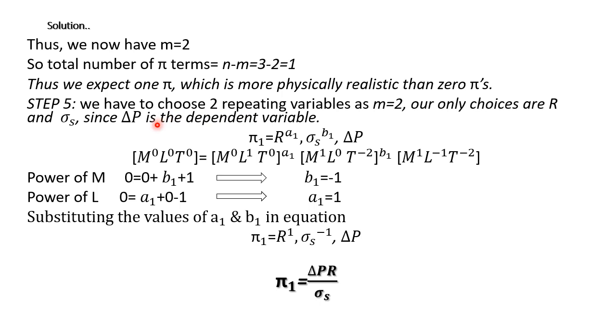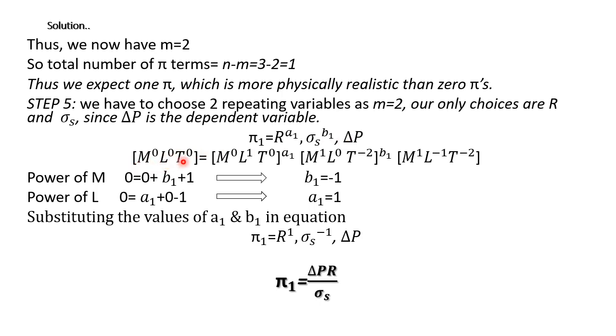So the next step is we have to choose two repeating variables. As m is equal to 2, we have to choose two repeating variables. Here we have only two candidates, that is r and sigma, because they are independent variables. Delta p we cannot choose as a repeating variable because it is the dependent variable. So we'll consider radius and surface tension as repeating variables. So pi 1 is equal to r to the power a1, sigma to the power b1, and delta p.